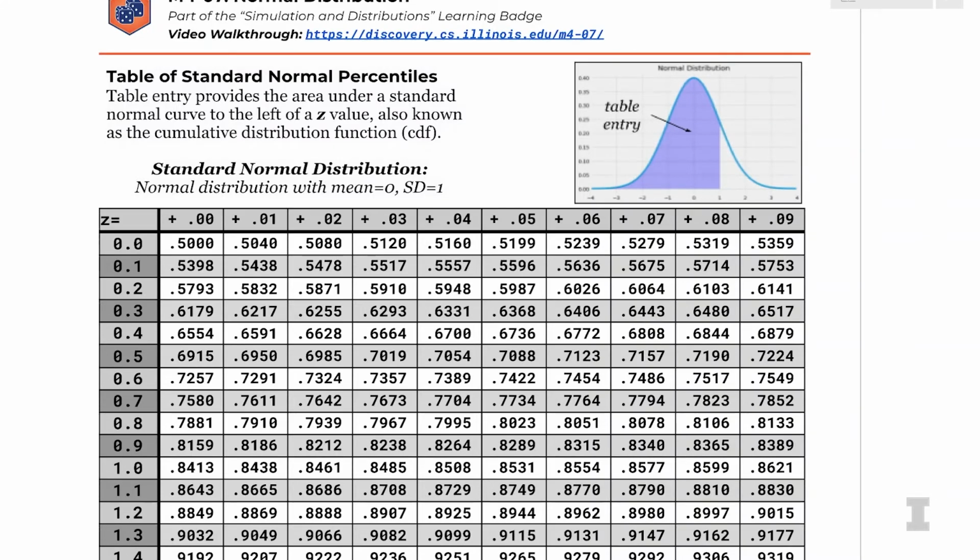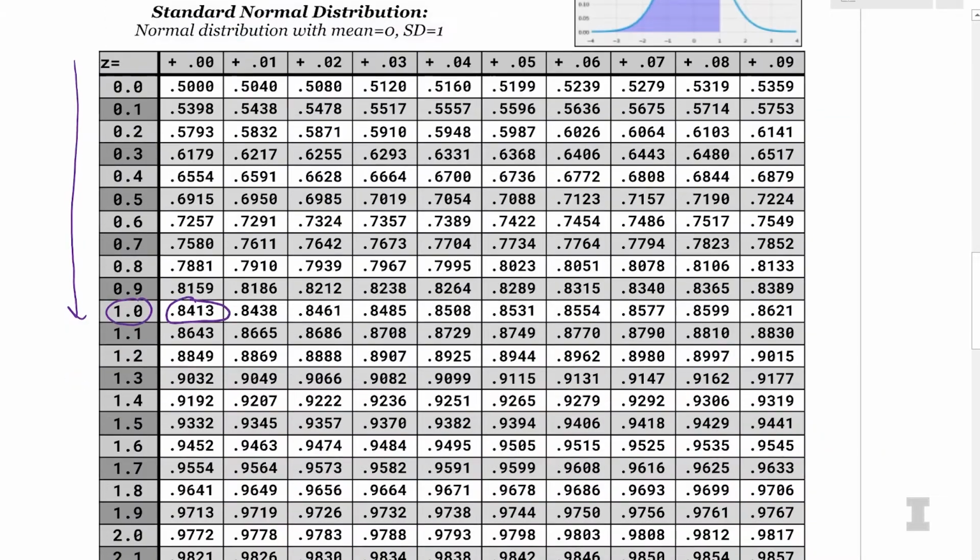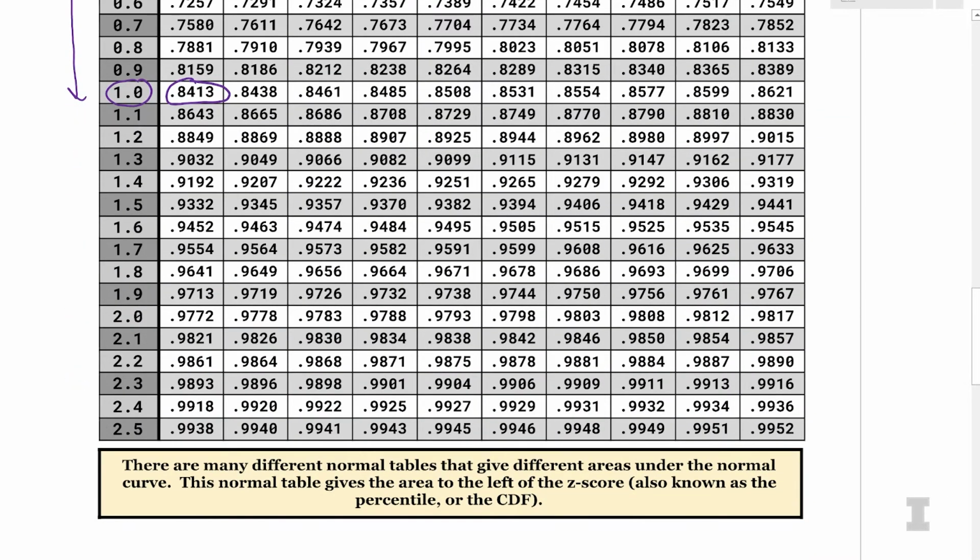The way it's read is, let's just say your z-score is 1.0. I'm going to go down to 1.0, and then we just want our decimal places after that to be 0. So this means that at a z-score of 1, there is 84.13% of the normal curve to the left of it. This will make a lot more sense once we get into an example.